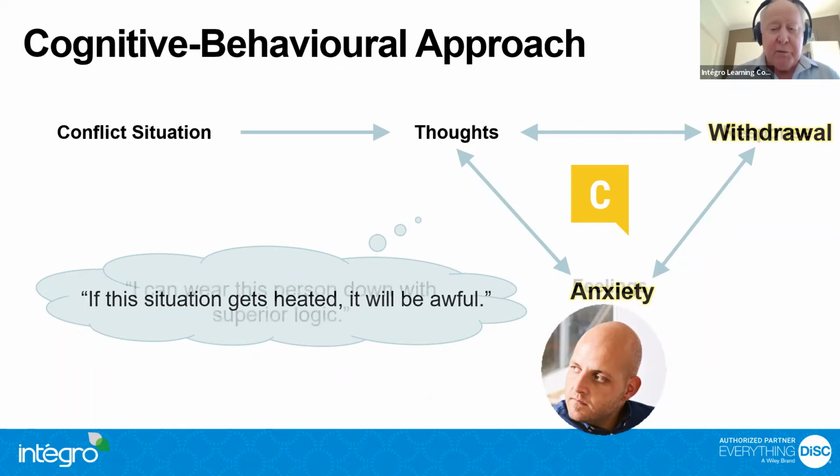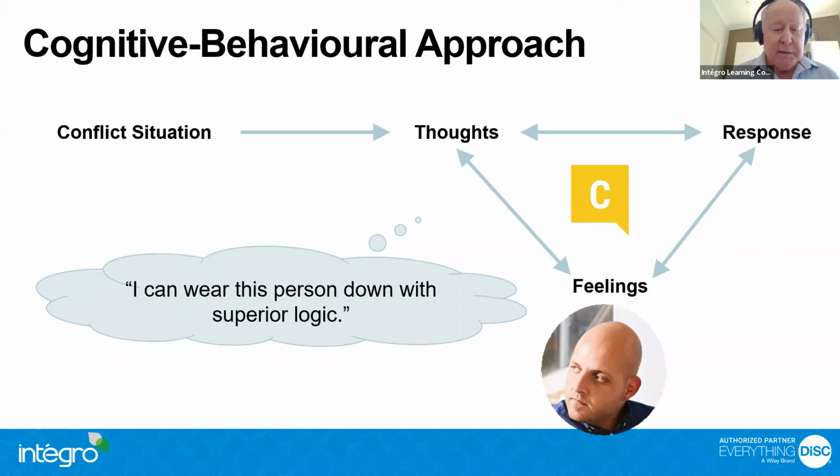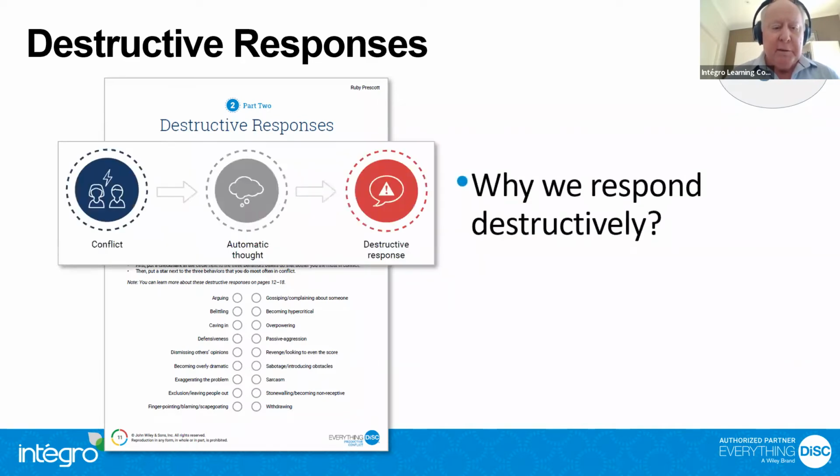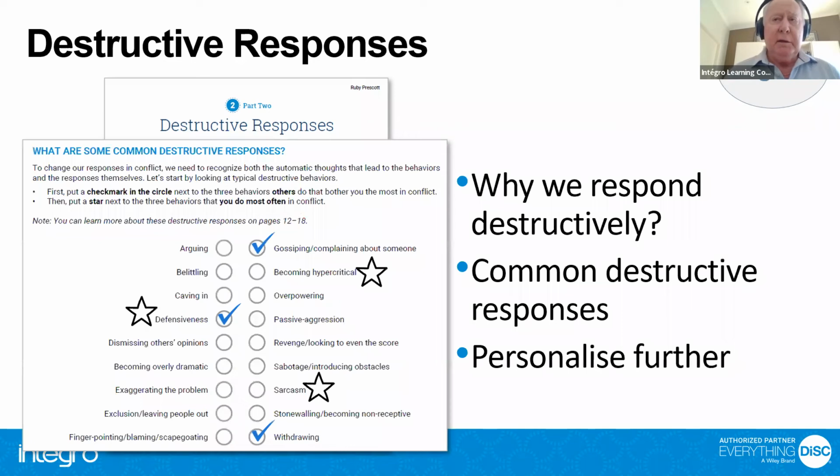Okay, so then another potential thought that might pop up is, I can wear down this person with superior logic. And so that's the thinking. The feeling is to be defiant, and I can wear them down and then overpower them with logic. Okay, so in the profile, Wiley identified 18 destructive responses based on research that's been done into this whole area of destructive responses to conflict. And if you look through that list, you'll recognize some of those. All right, and the participants are asked to put a tick mark, or a check mark, as they say in American, on the 3 behaviors that other people use that you find difficult to handle.